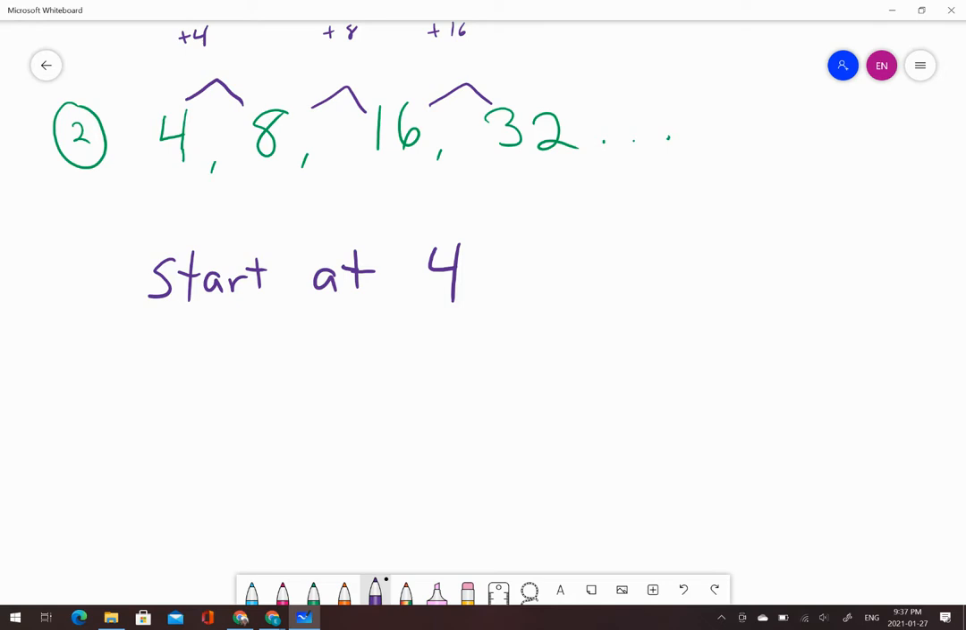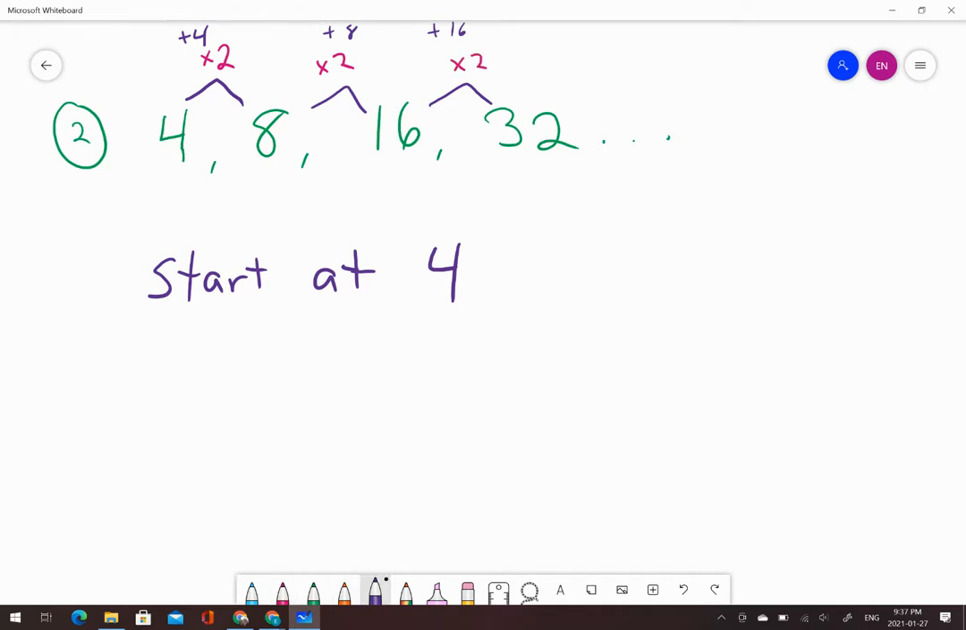Do you see what's happening here? Every time I move to my next term, I'm actually doubling it. So instead of doing an addition one, I'm going to say times 2. 4 times 2 is 8. 8 times 2 is 16. And 16 times 2 is 32.